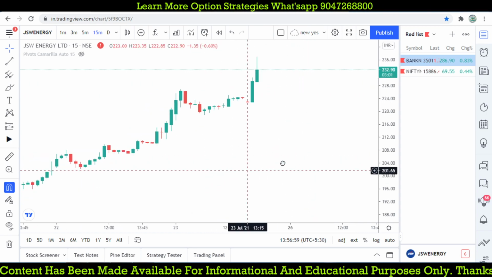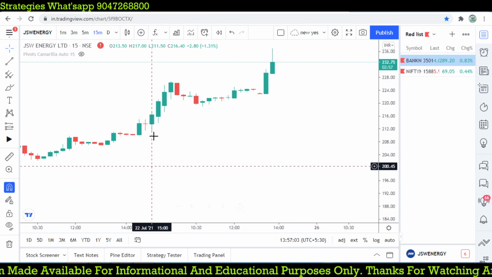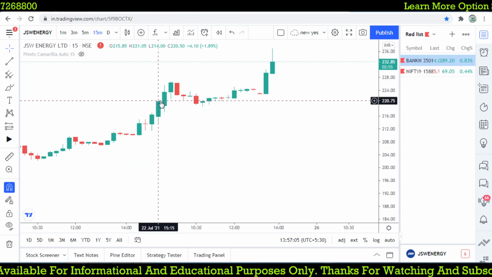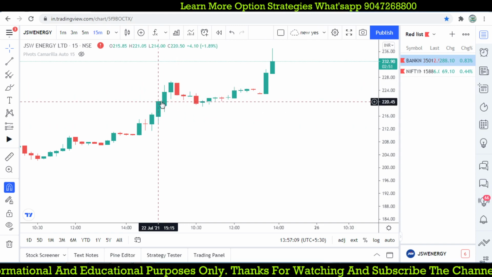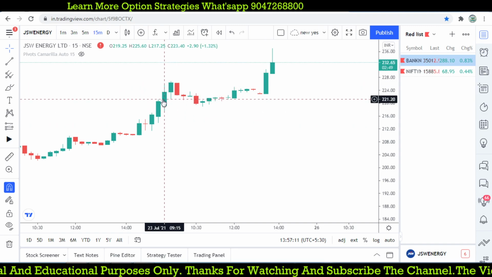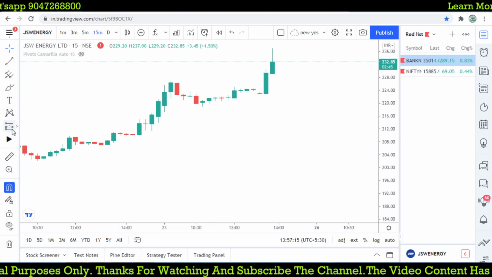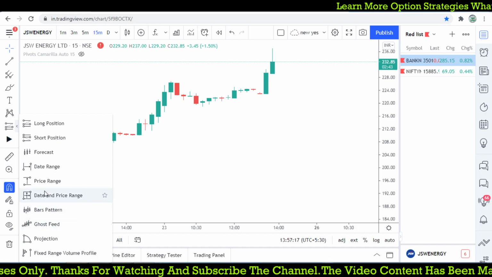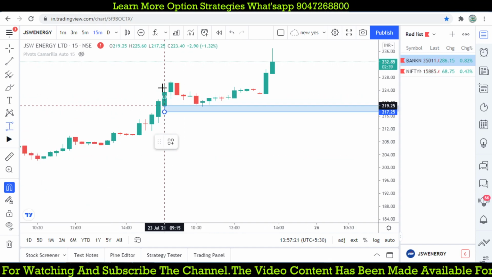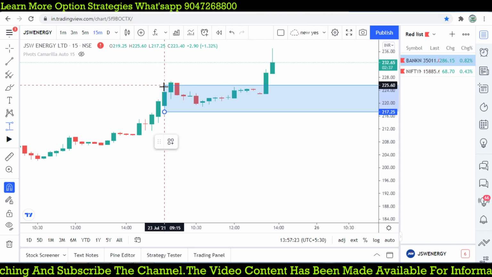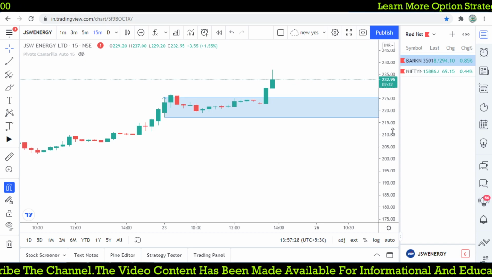As of today, in the first 15 minutes on the 23rd, it gave a high around 225.6 and a low around 217. This is where we got the opportunity, that price range. This is the first 15 minute candle. We are going to use the 15 minute time frame. Now you can check that the breakout is successful.